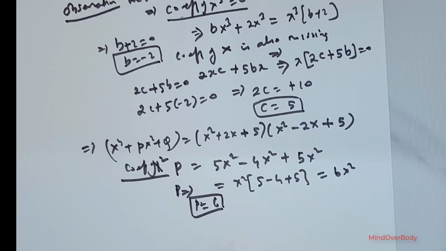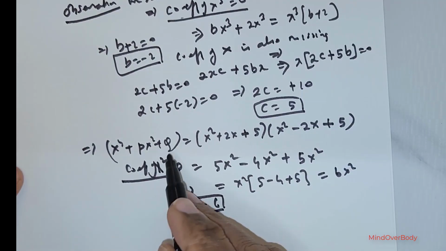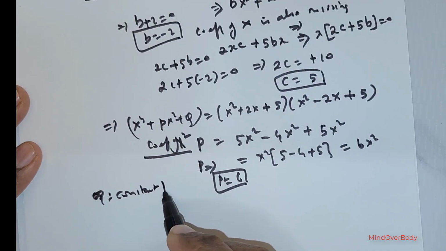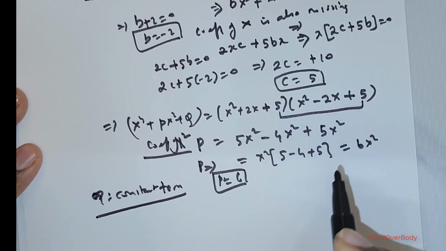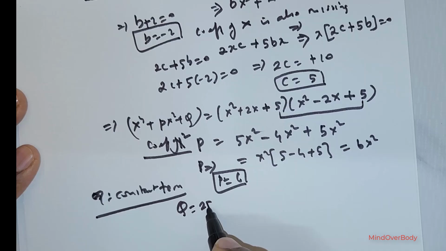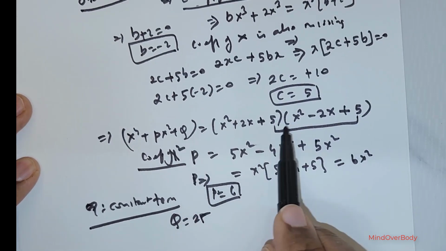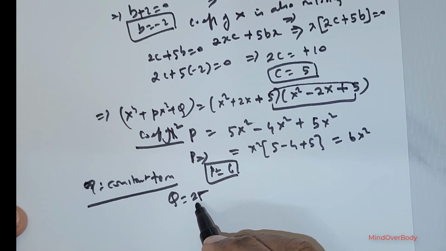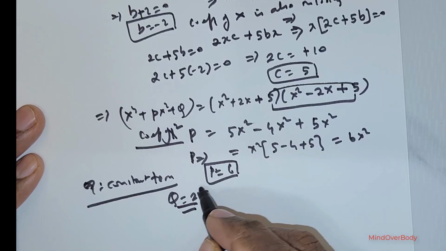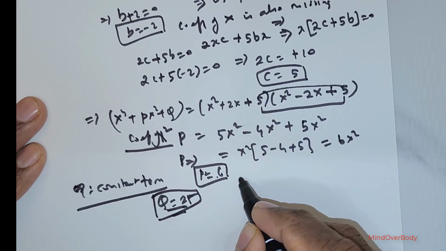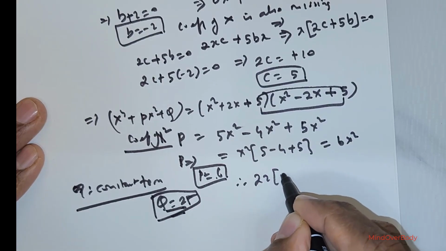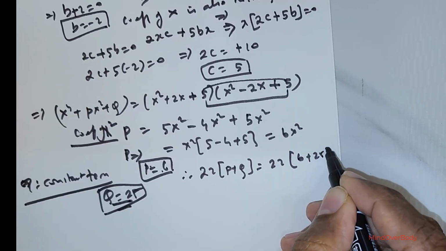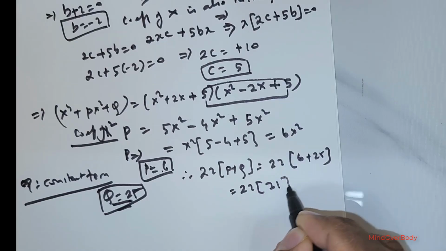Now the next is we need to extract the value of q, the constant term. Q is nothing but the constant term. So 5 into 5 is 25. I do not get any other presence of constant in this system, right? Only 5 into 5 produces the value for q. So I've got the value for p and the value of q. Therefore 22 times (p plus q) is equal to 22 times (6 plus 25), which is nothing but 22 times 31.